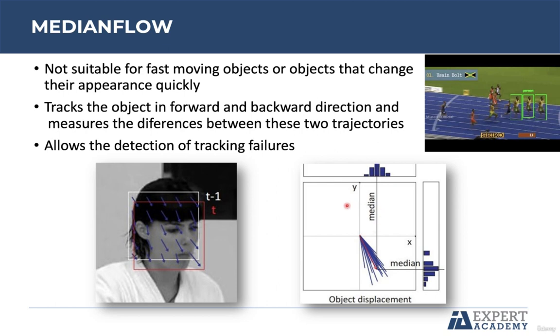This other image shows the calculation of the median, which is a statistical concept, to calculate the differences between frames. If the difference of the median is small, the object is heading in the same direction. On the other hand, if the difference of the median is big, the object has changed direction. This is why this algorithm is called MedianFlow, because we are calculating the direction of median values.